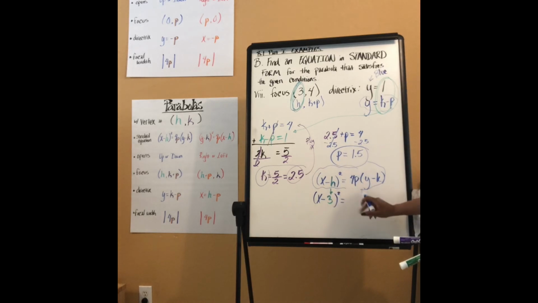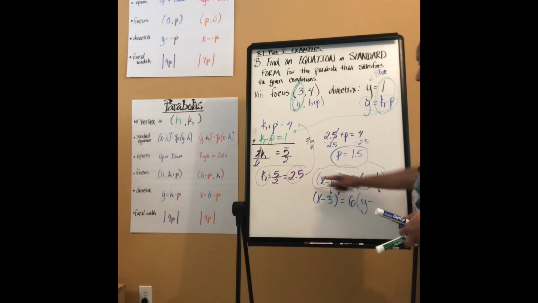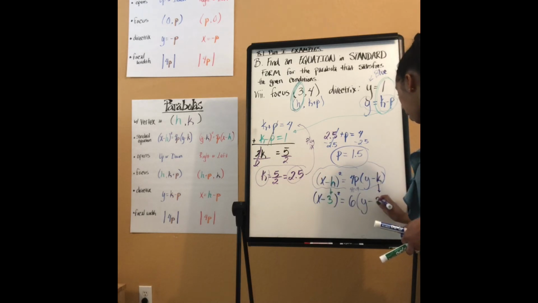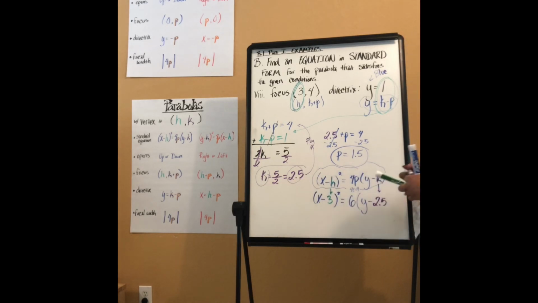And now I have 4 times p. My p was 1.5. So 4 times 1.5 gives me 6. And I have my parentheses, y minus k. And the k we found to be 2.5. So y minus 2.5. And then I will end my parentheses.